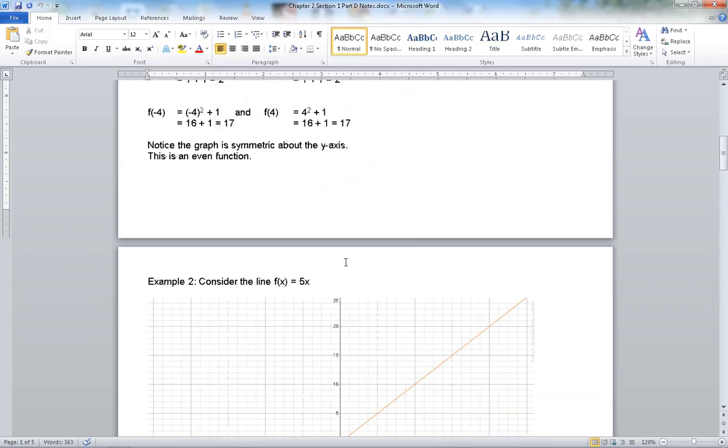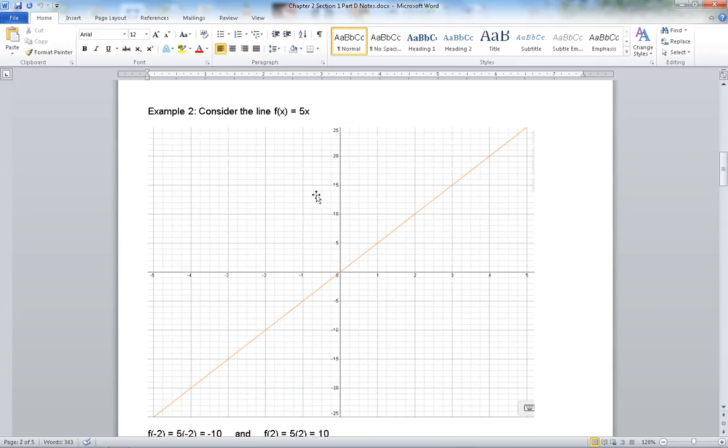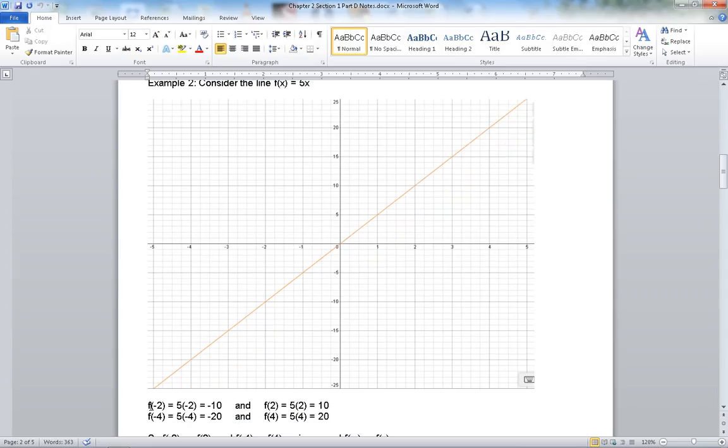Now let's consider another function. How about the line f of x equals 5x? You're familiar with the equations of lines. We reviewed those in Chapter 1. So what about a line? Is it even? Is it odd? Let's consider a couple of function values.